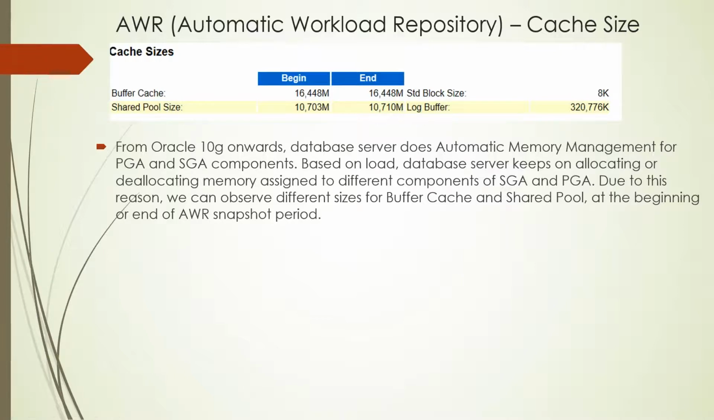From Oracle 10g onwards, DB servers do automatic memory management, the same as we have for JVMs, right? There are two components of the database, the System Global Area and the Program Global Area. These are for allocating memory to the different components of SGA and PGA. Due to this, we can observe different sizes for buffer cache and shared pool at the beginning and at the end of the AWR, because Oracle automatically tunes it and increases the size if the requirement is higher.